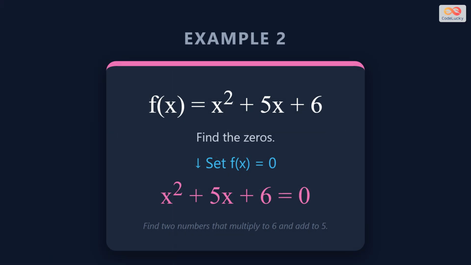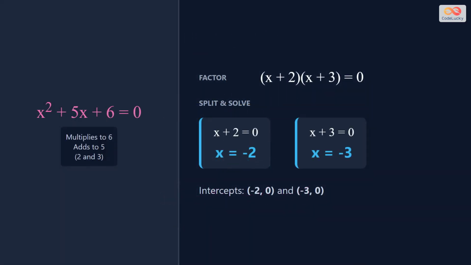Let's look at a trinomial. Here is f of x equals x squared plus 5x plus 6. To find the zeros, we set the entire function equal to 0. We need to factor this by finding two numbers that multiply to 6 and add up to 5. The numbers 2 and 3 work perfectly because 2 times 3 is 6 and 2 plus 3 is 5.